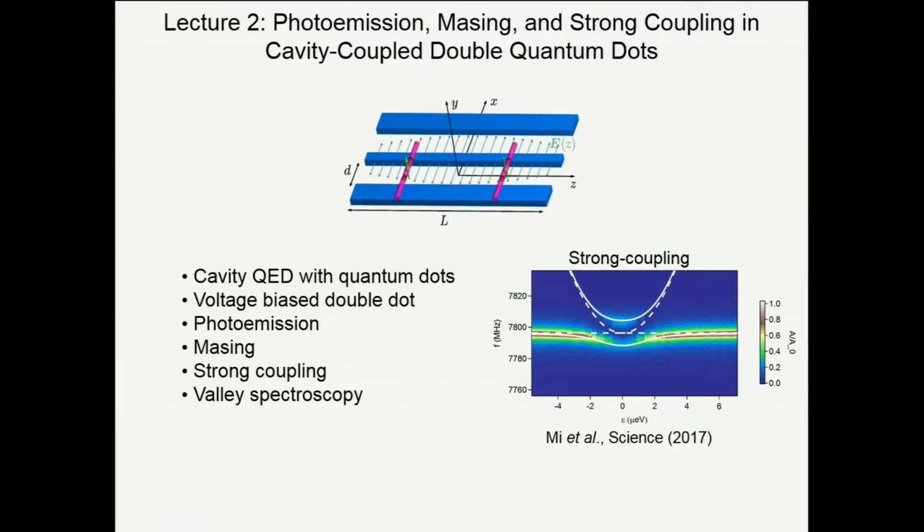And then the second part is really going to talk about non-equilibrium physics. So instead of working with a system with all the population in the ground state, we're going to drive our system out of equilibrium and look at the combined interactions of light and matter in these non-equilibrium conditions. I'll talk about photoemission, masing, and some recent results that show that we can coherently couple a single charge in a quantum dot to a single photon, and some more recent results showing how we can use these cavity-coupled devices to probe the valley degree of freedom in silicon.